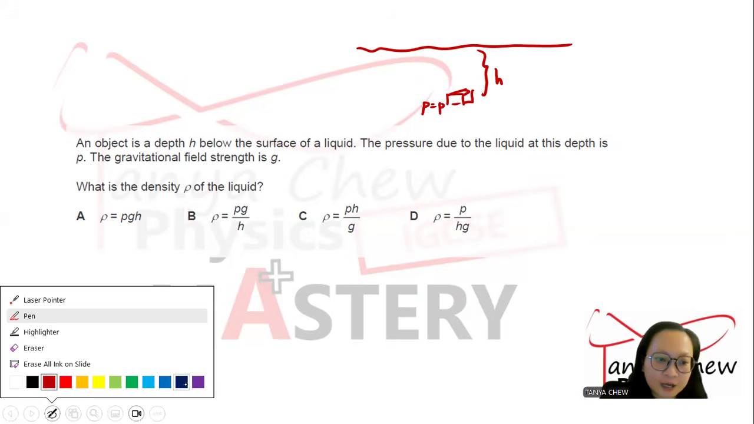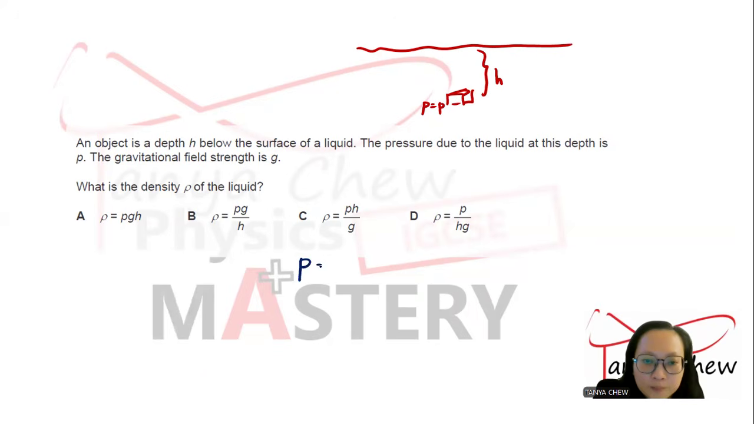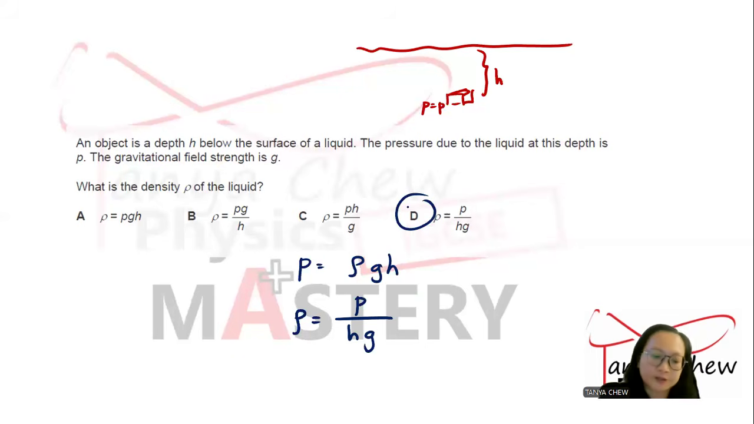So for density, just use P equal to rho g h. When the density is being given, always use this equation. Now I want to find density, so make density the subject: P over h g. D is the answer.